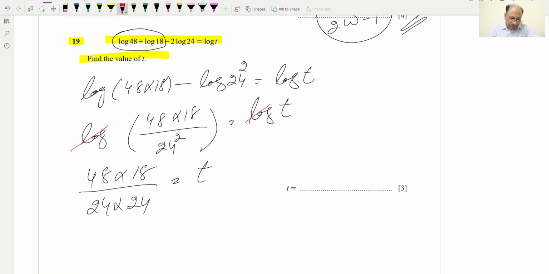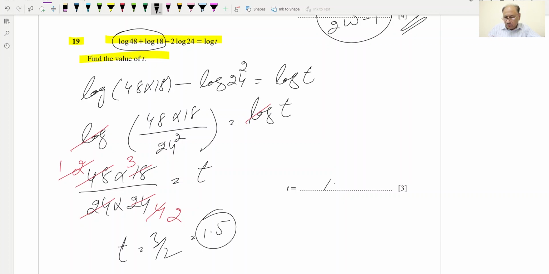Further we can cancel 24: twos are 48, and 6 threes are 18 and 6 fours are 24, and 2 ones are 2, 2 twos are 4. So it will be 3 by 2. So t value is equal to 3 by 2, or we can write 1.5. So 1.5 is our final answer for this 3 marks question.